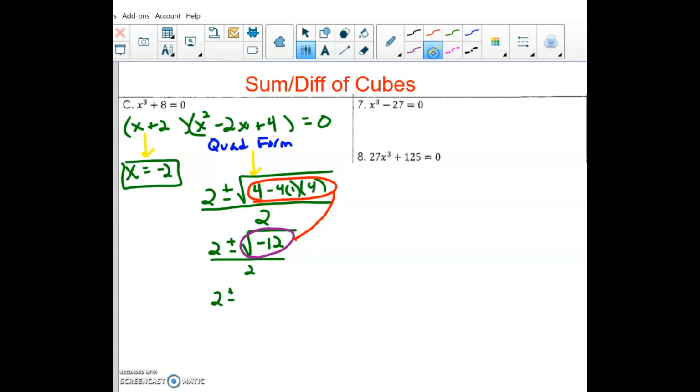Now this has to be simplified, which will be 2 plus or minus, this is 4 times 3, so 2i square root of 3, all divided by 2. And then the 2's will divide each other out, giving us the final version, 1 plus or minus i square root of 3. That represents two answers. You have one answer here from the original, which matches our degree of 3.